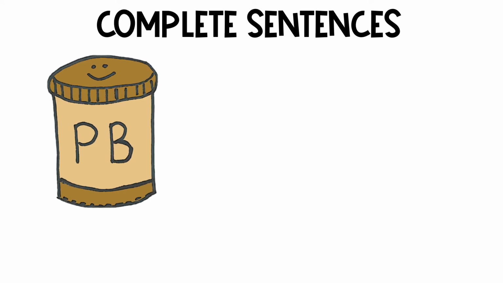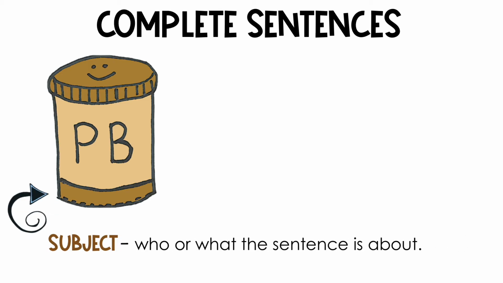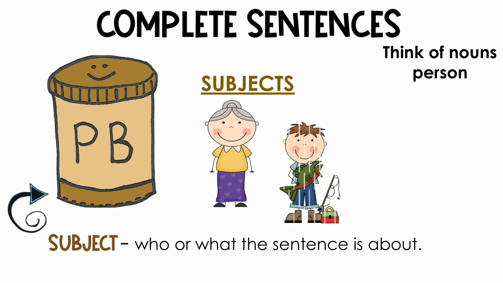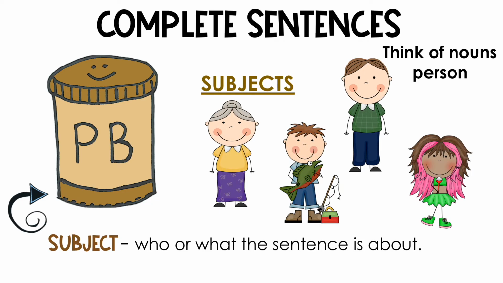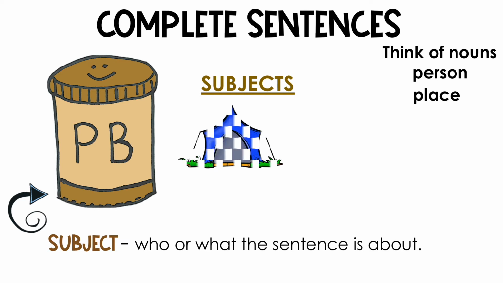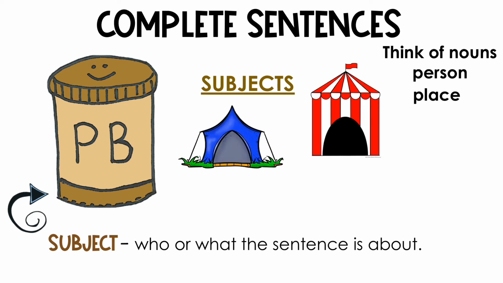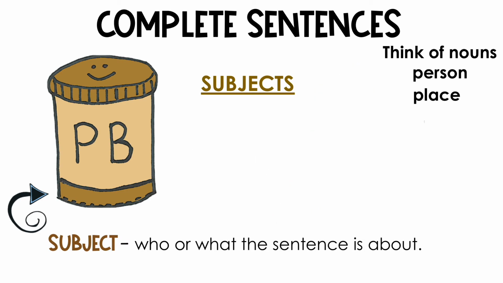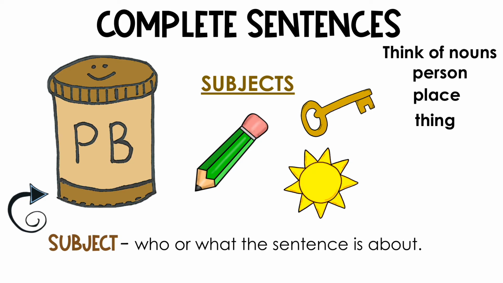Let's talk about the subject of the sentence that I refer to as peanut butter. A subject is whom or what the sentence is about. Let's look at some examples. I want you to think about nouns. Nouns could be a person, for example, a grandma, a fisherman, a dad, or even a rock star. Or it could be a place. For example, the campground, the circus, the beach, or the coffee shop. Or it can also be a thing. For example, a pencil, a key, the sun, or a birthday cake.